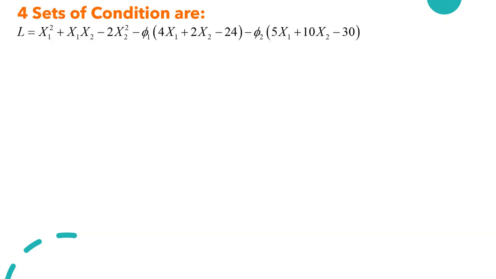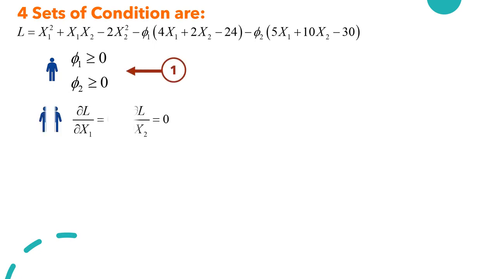So the four conditions again. First condition, phi1 should be greater than or equal to 0, phi2 should be greater than or equal to 0. Second, dou L by dou x1 is equal to 0, dou L by dou x2 is equal to 0. So since we have two variables, we are going to partially differentiate with respect to those variables.